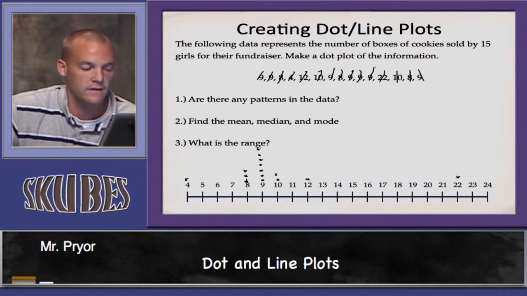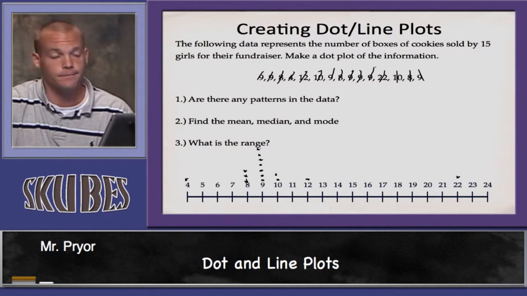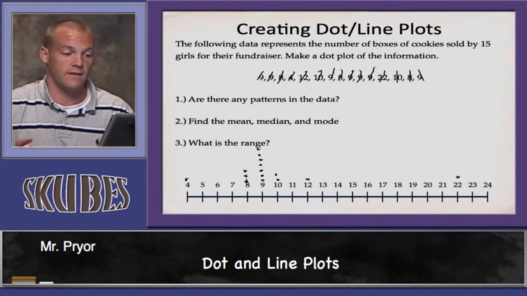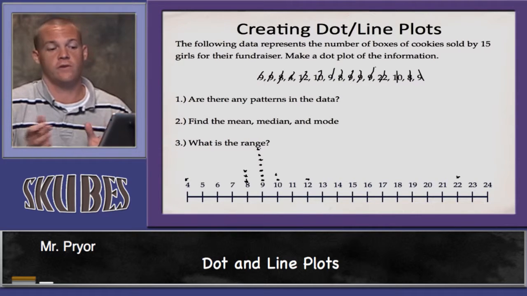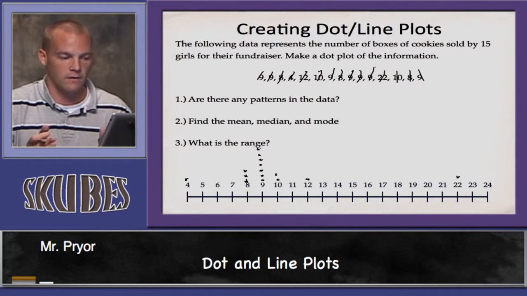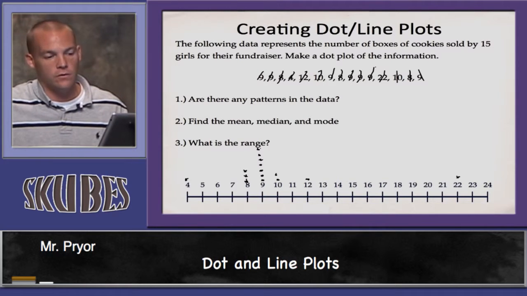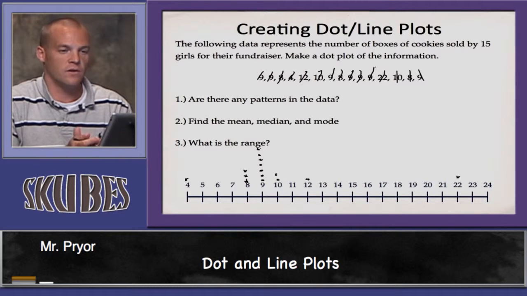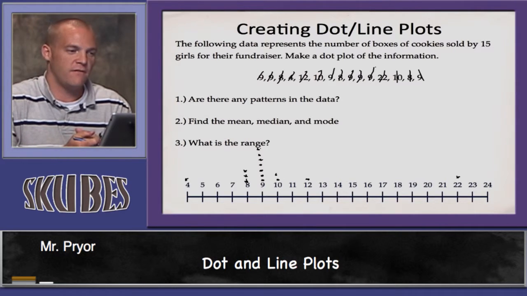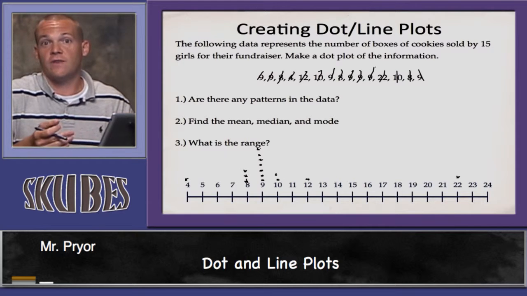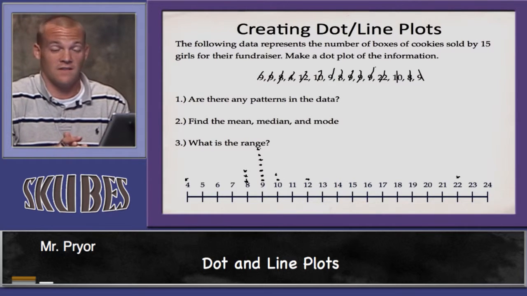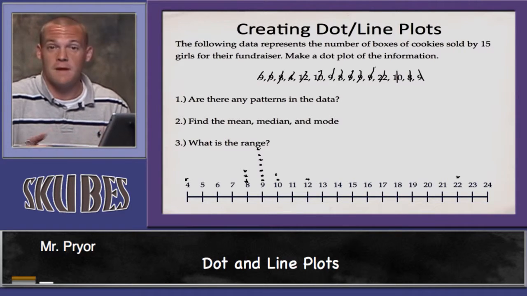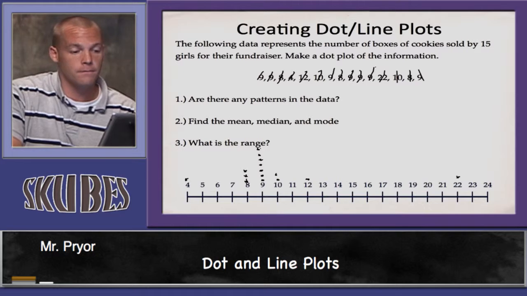The first question here is asking, are there any patterns in the data? So again, as you look at this, what we'd really like you to see as a teacher is that the majority of the data points range from 8 to about 12. There is a 4 and there is a 22, but the closest related points are from 8 to 12. So when we're looking at how many cookies were sold by 15 Girl Scouts, if a Girl Scout walks up, we can almost make an assumption that she probably sold anywhere from 8 boxes of cookies to maybe around 12.